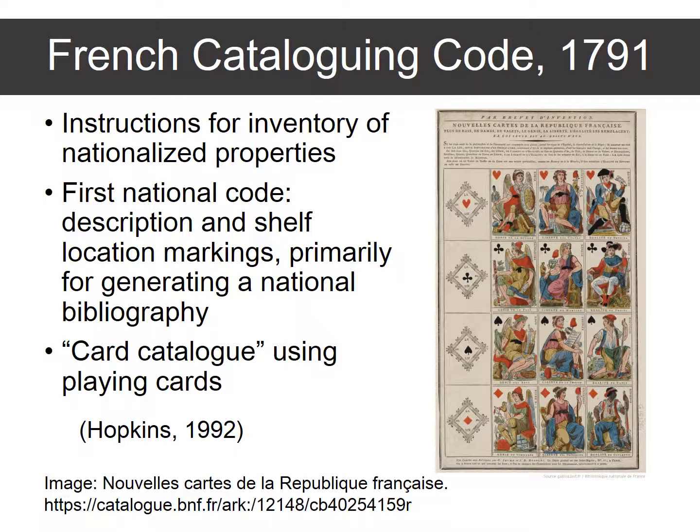The government, having appropriated all ecclesiastical properties, including vast church library collections, needed to know what properties it owned. It wanted to generate a national bibliography in order to make decisions on how to use these newly nationalized resources. A cataloging code became necessary because most people working on the national bibliography had no prior experience. The code offered guidelines on description as well as shelf location markings.